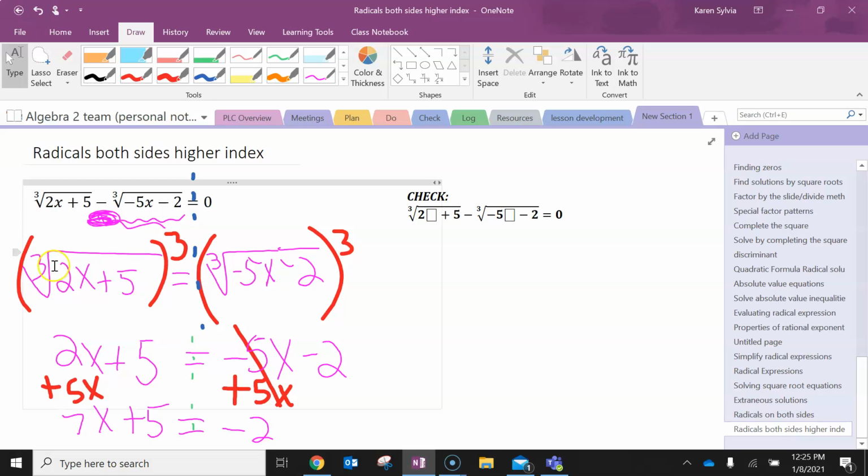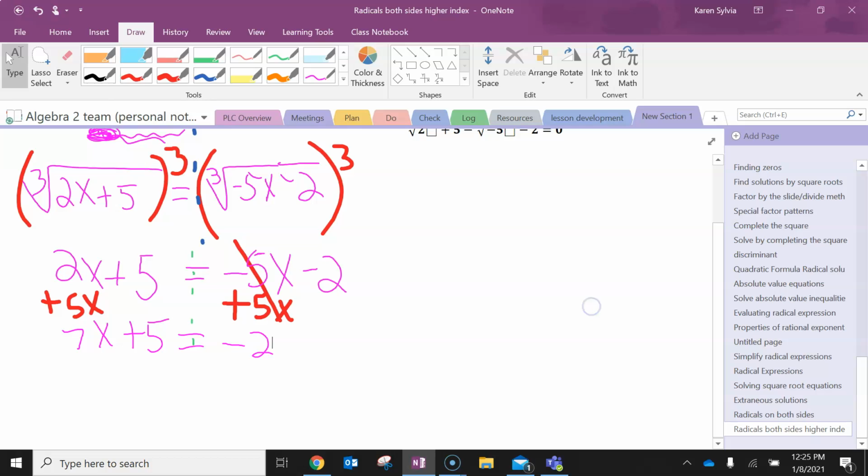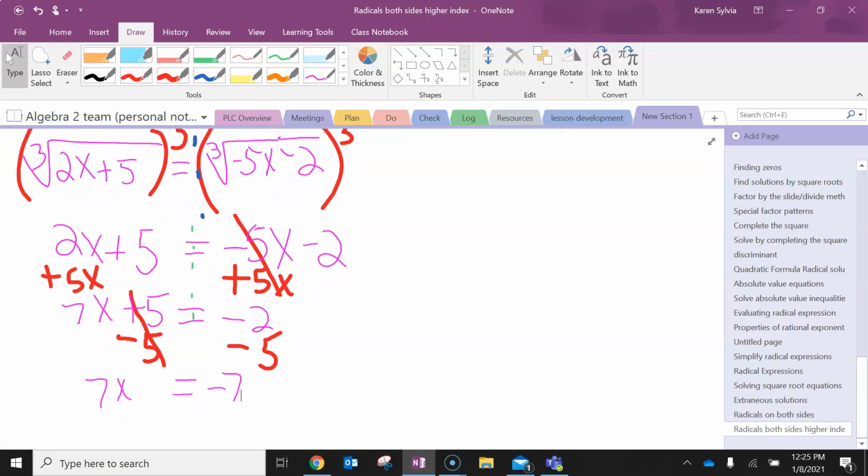Next thing I need to do is move the 5 from the left side to the right side. And again, because I'm changing sides, I need to change the signs. That's going to give me a 7x on the left, with these two terms canceling, and a negative 7 on the right. My very last step to getting x alone is to divide both sides by 7. And that means that x will equal negative 1.